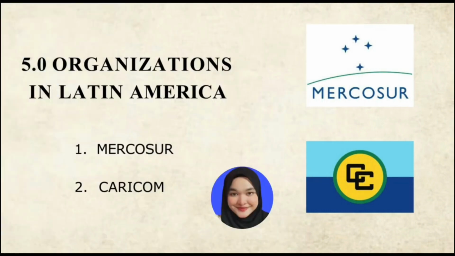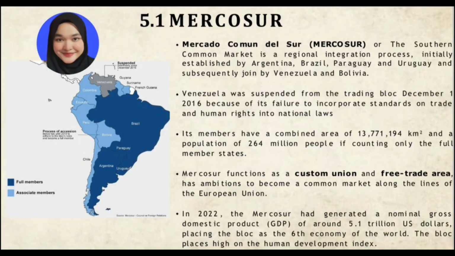Organizations in Latin America are Mercosur and CARICOM. Mercado Común del Sur, which is Mercosur or the Southern Common Market, is a regional integration process initially established by Argentina, Brazil, Paraguay, and Uruguay, and subsequently joined by Venezuela and Bolivia. Venezuela was suspended from the trading bloc on December 1, 2016 because of its failure to incorporate standards on trade and human rights into national laws.